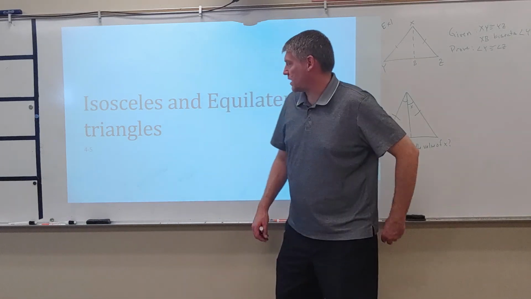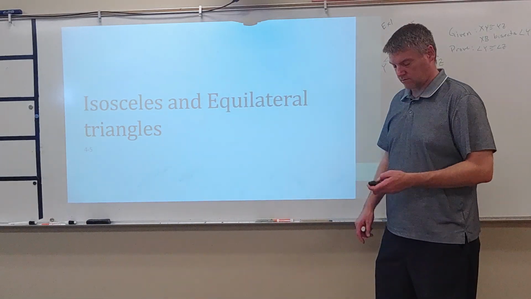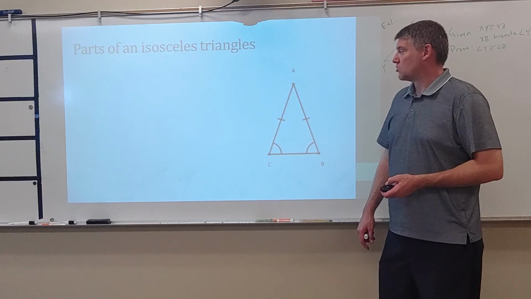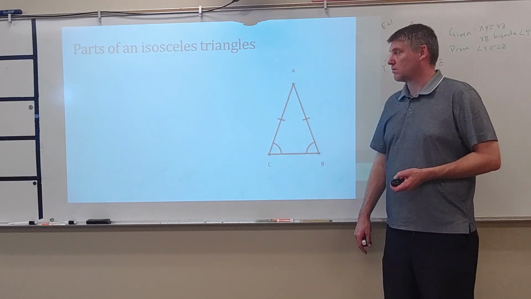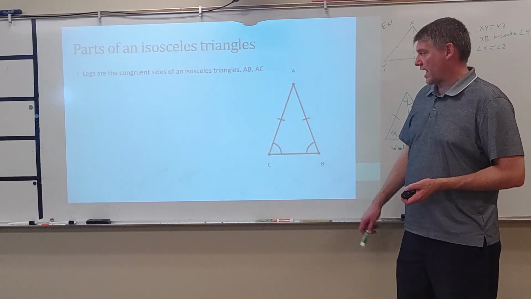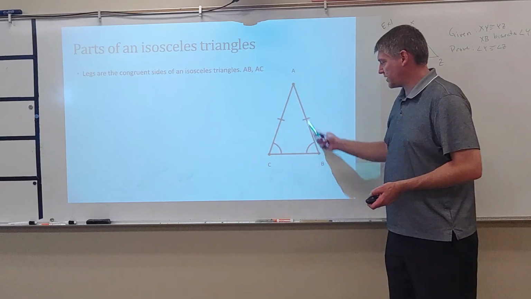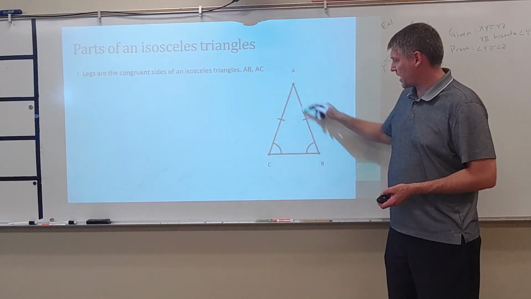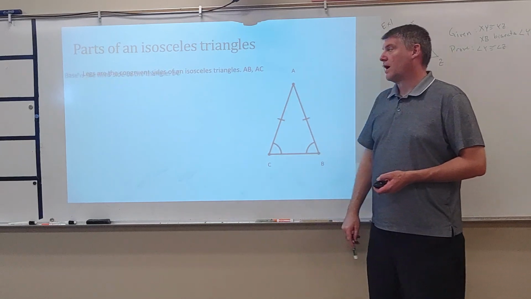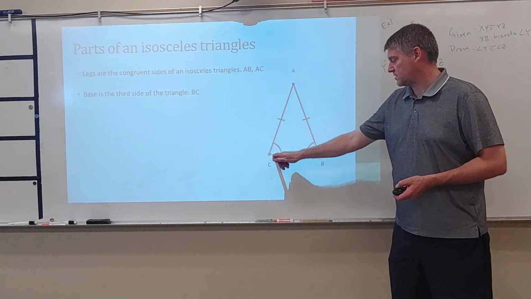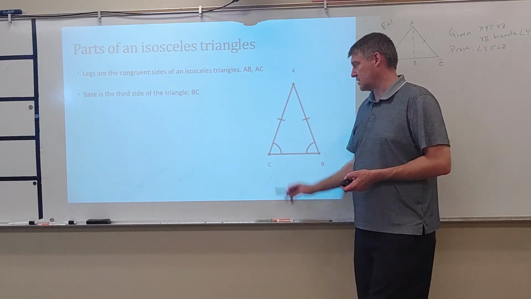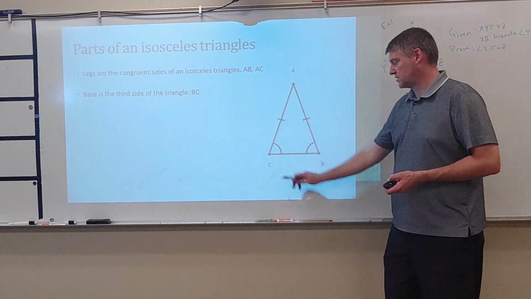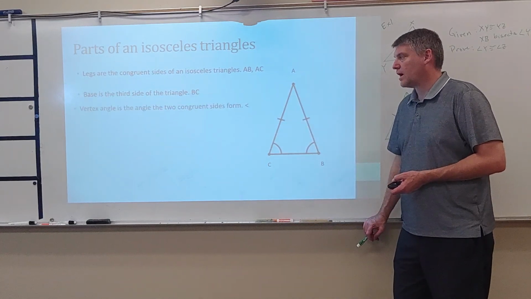So we're going to talk about isosceles and equilateral triangles. So parts of an isosceles triangle, okay? So we have the legs. The legs are the congruent pieces, okay? So in this example here, it's AB and AC. The base is the third side. It's the side that is not congruent. So in this case, it's BC.